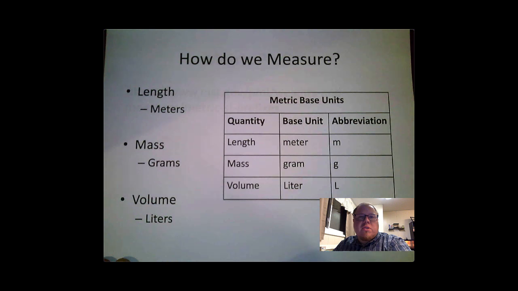Now, the way the metric system works, everything is based off of these units, and they have prefixes. The prefixes tell you how much bigger or smaller they are than the meter, the gram, or the liter.